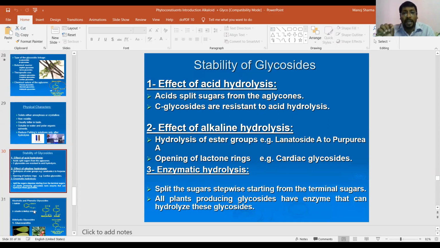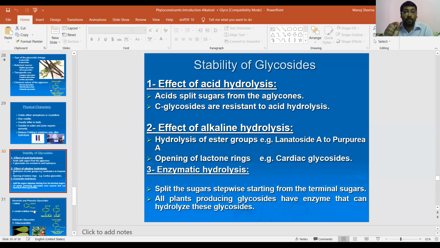So on acid hydrolysis, if you add HCl or some organic acids, citric acid and lactic acid like that, the acid splits sugar and aglycone. Definitely each and every hydrolysis, acid, alkaline or enzymatic hydrolysis, chemical hydrolysis, I can divide acid or alkaline into one portion. Chemical hydrolysis or enzymatic hydrolysis is going to separate the aglycone and glycone portion. Very obvious over here. But acid hydrolysis cannot separate the C-glycosides as such.